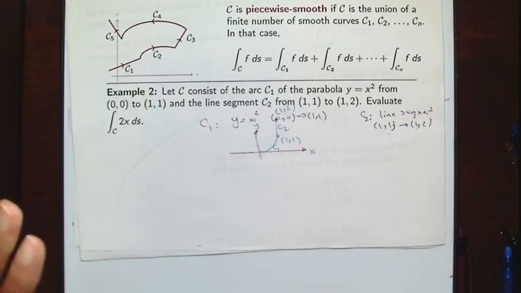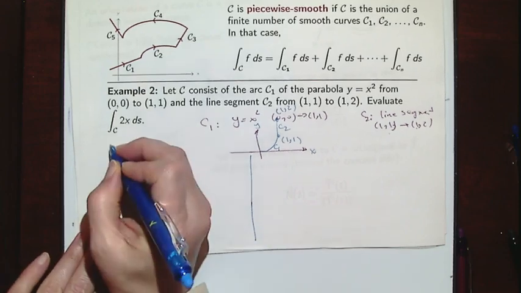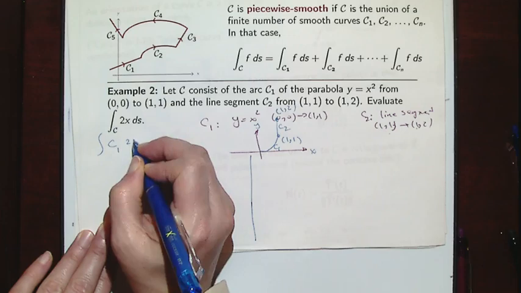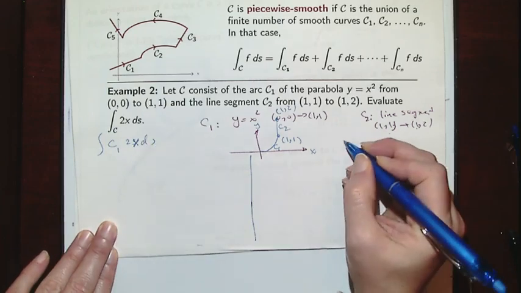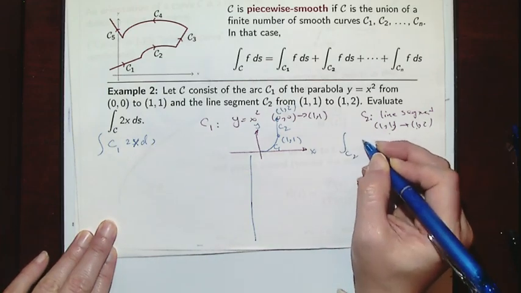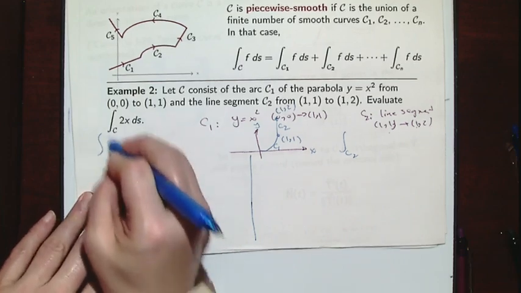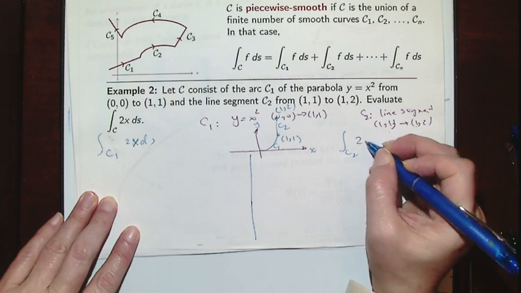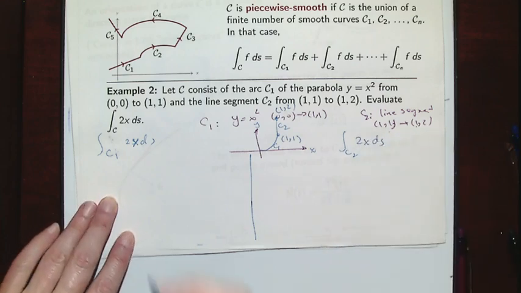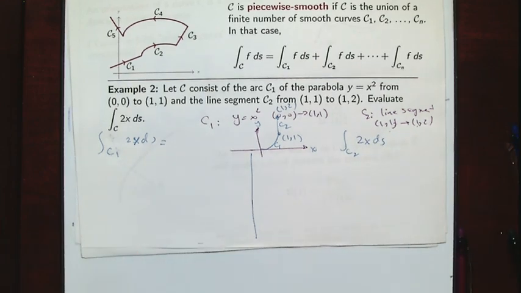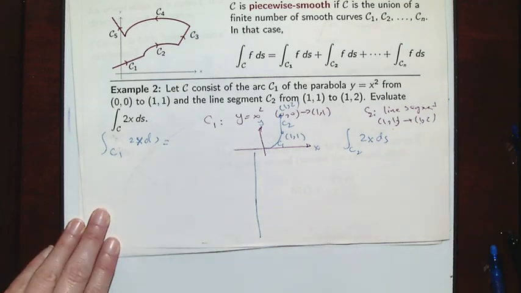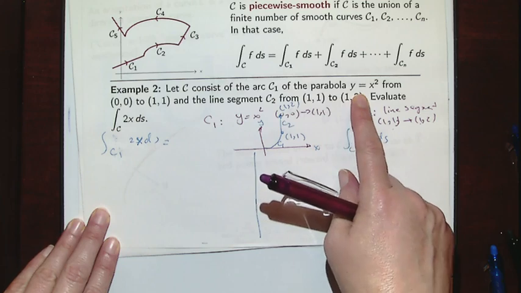So first of all, I'm going to compute the line integral over C1, and then compute the line integral over C2. I'm sorry, that C1 is too high. On the curve C1, and then on the curve C2. What are the steps? Step 1 is parameterize this one. How do I parameterize a curve y equal to x squared?